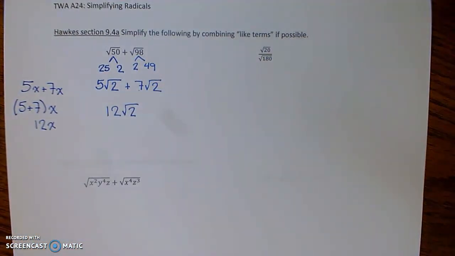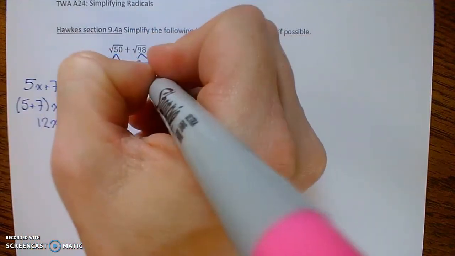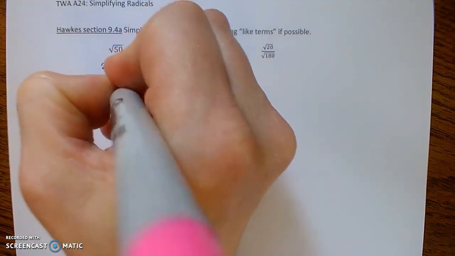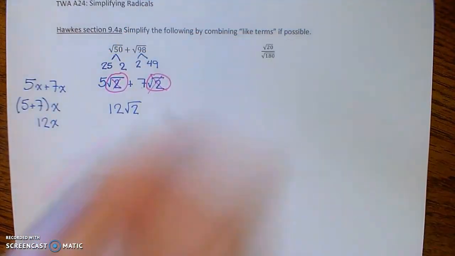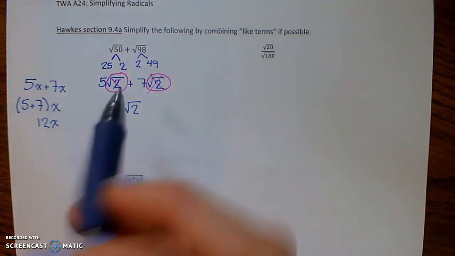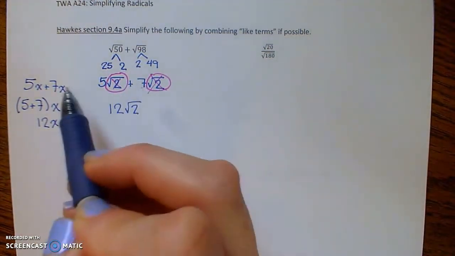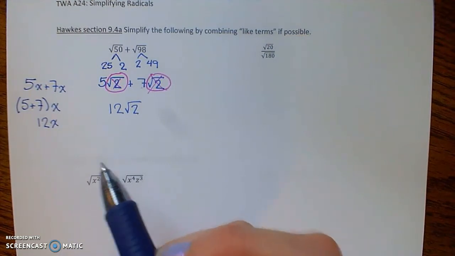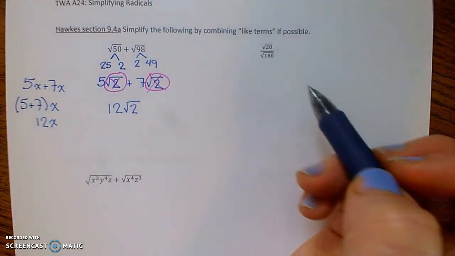So again, I want you to think of this square root of 2 as sort of like your x. So it's like 5x plus 7x. You can combine them together as long as the amount underneath the root symbol is exactly the same, and as long as they're the same index root, you can just go ahead and add the coefficients together. Okay, great. Let's move on to the next example.